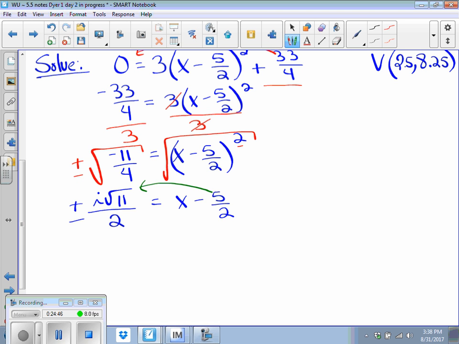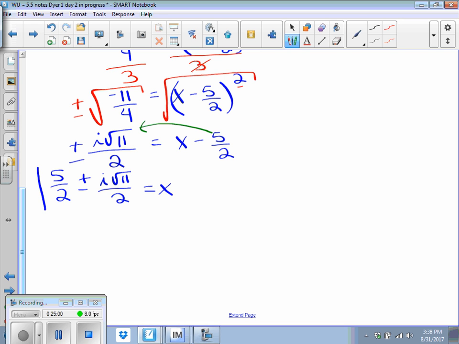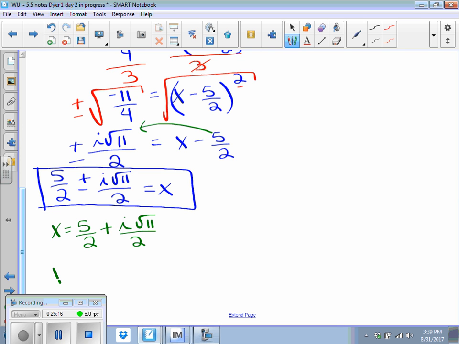Can't forget that. So we bring the negative 5 halves over to the other side, and it becomes a positive 5 halves, plus or minus i times the square root of 11 over 2. Those are my two solutions. Now you can leave it condensed like this, or you could write x equals 5/2 plus i times the square root of 11 over 2, and x equals 5/2 minus i times the square root of 11 over 2. Those are your two solutions, two imaginary solutions.